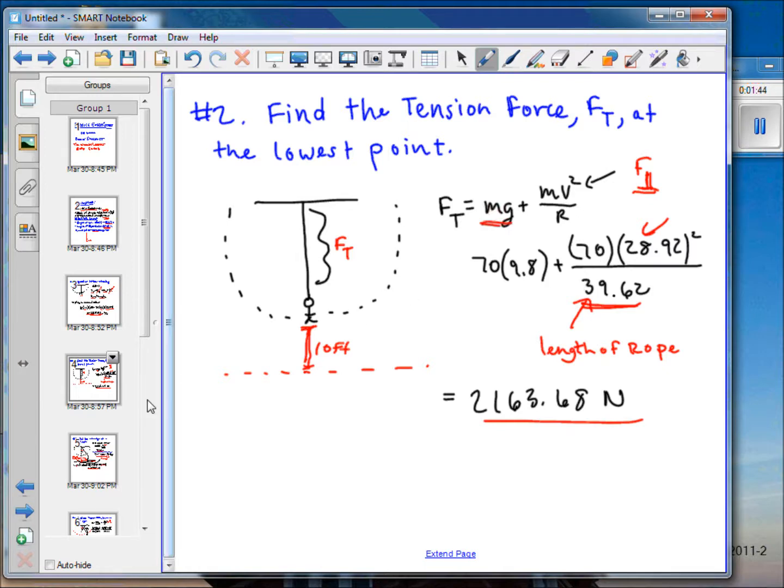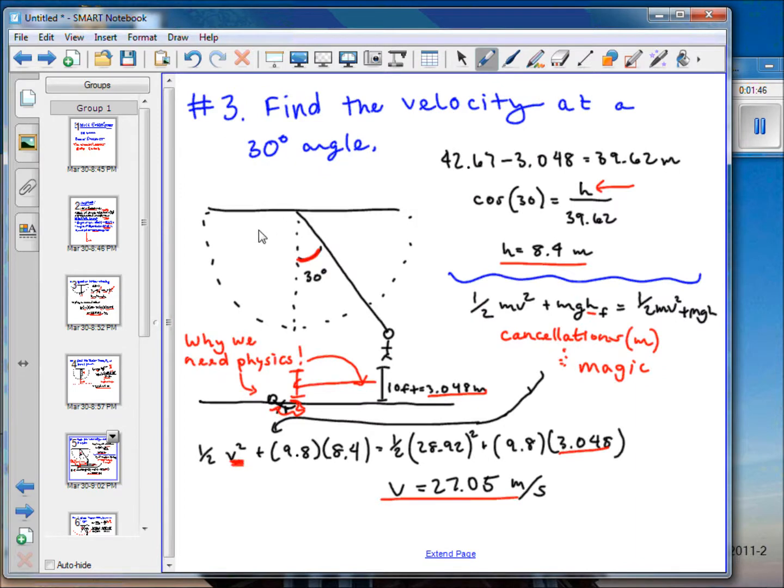Next, we're going to find the velocity at a 30-degree angle. So when this guy's at 30 degrees from the vertical, we want to know how fast he's going. First off, we have to solve for the height. That involves a little bit of trig, and then we're plugging it into the formula, 1/2 mv squared plus mgh. So that's final essentially equals initial, and we're going to cancel some stuff out, the masses, and then solve for v and get about 27 meters per second.